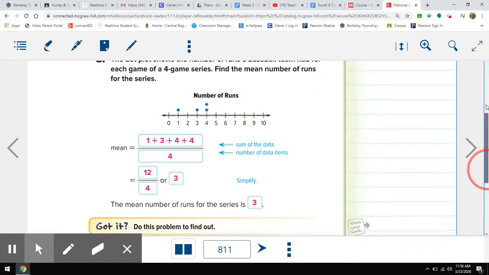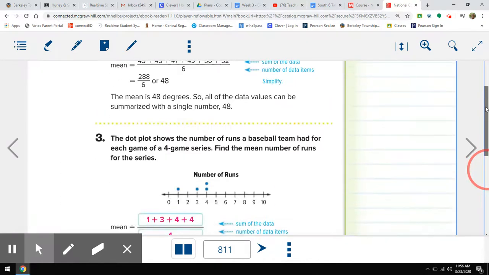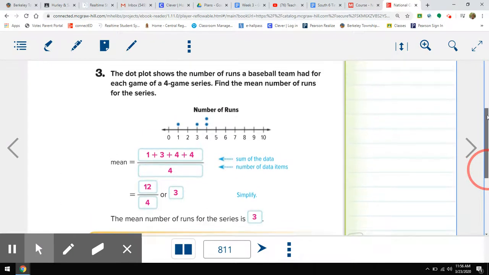Okay, page 811. I just have this zoomed in right now for you guys to see. We had the dot plot for number 3. You had to put the dots on top. The dot plot shows the number of runs a baseball team had for each game of a 4-game series. Find the mean number of runs for the series.